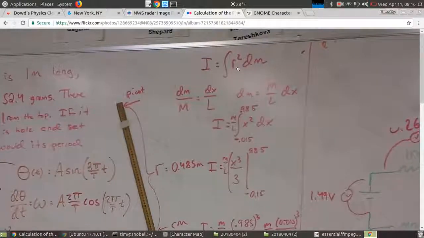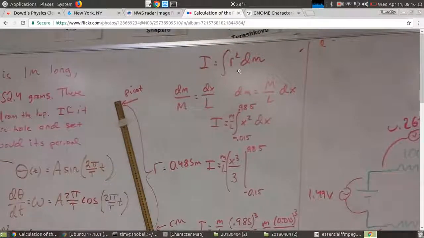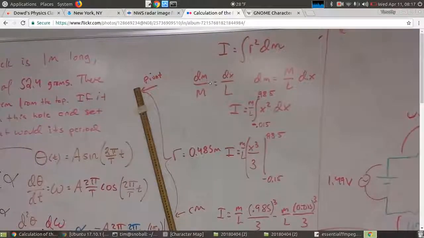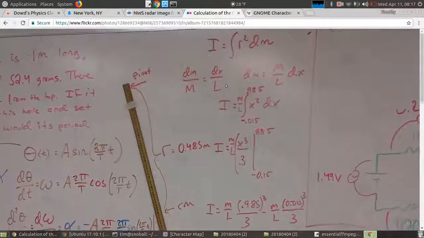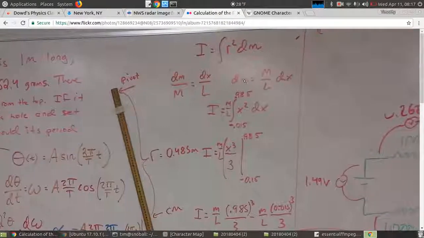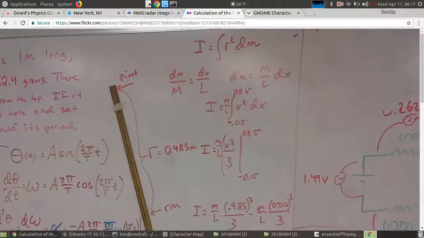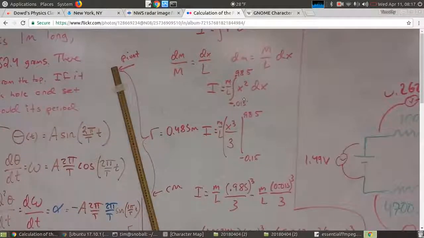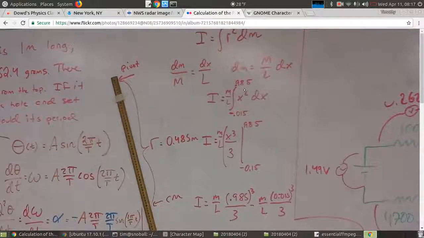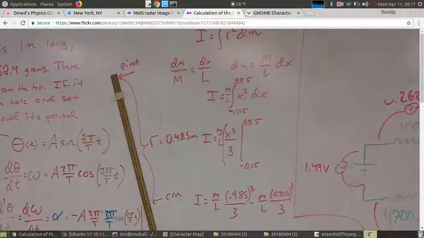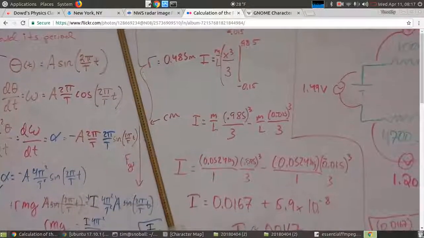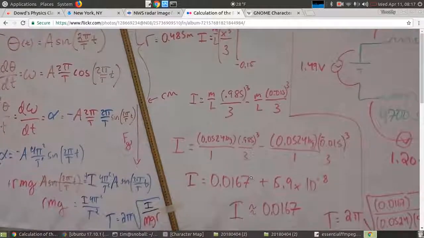So I do the integral we do for moment of inertia. It's a uniform stick, so I say the fraction of mass is the same as the fraction of length. I solve for dm. I get my integral. My lower limit is minus 1.5 centimeters, or 0.015. My upper limit is 98.5, or 0.985. Take the integral and I plug in all my numbers, and I get a number.